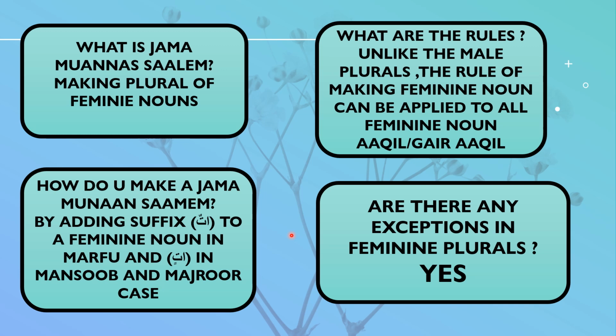That is the adding suffix, as we did in Jama Mudhakkar, adding of the suffix letters, that is waw wa noon, after the noun. So the structure of the noun is not touched, it's intact, and in order to make the plural we just have to add the suffix alif wa ta. So the letters in Jama Muannas is alif and ta. So this ta is the open ta.